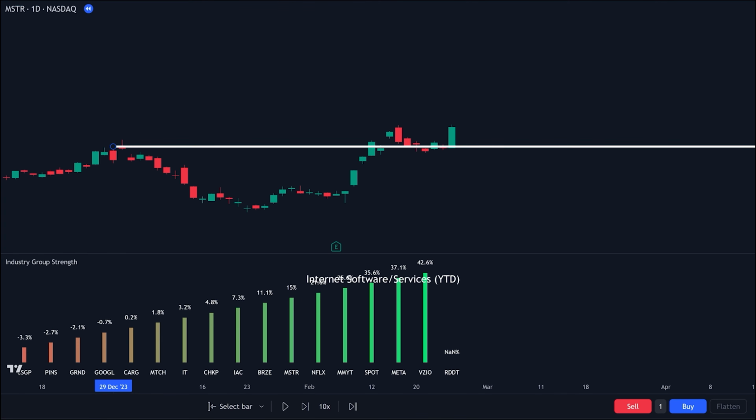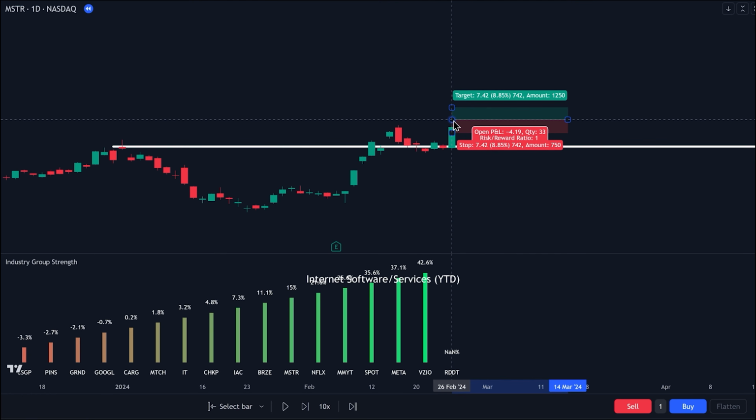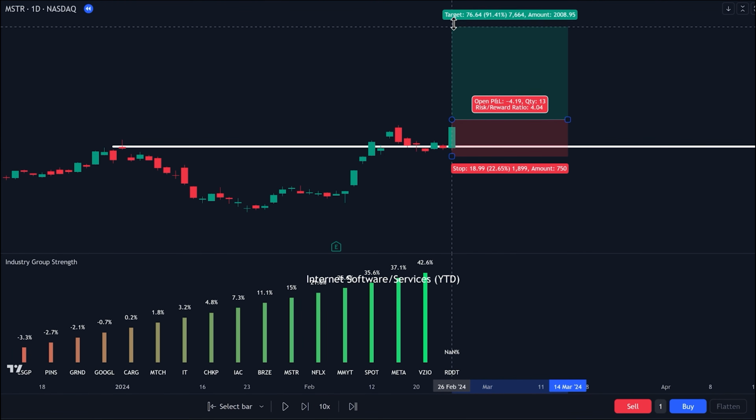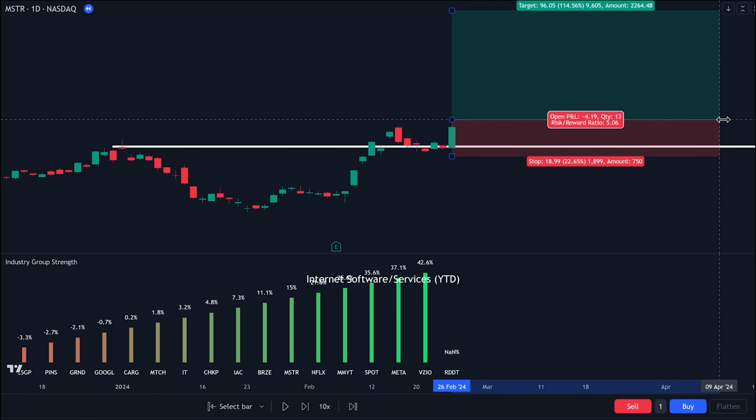The idea here is to enter the trade once the price shows signs of bouncing off the support level. Next, let's set the stop loss. We place the stop just below the newly established support level, which gives us a reasonable level to manage risk. For the take profit target, aim for a 1:5 risk-to-reward ratio, meaning the potential reward is 5 times the risk. Now, let's see how the buy trade plays out.